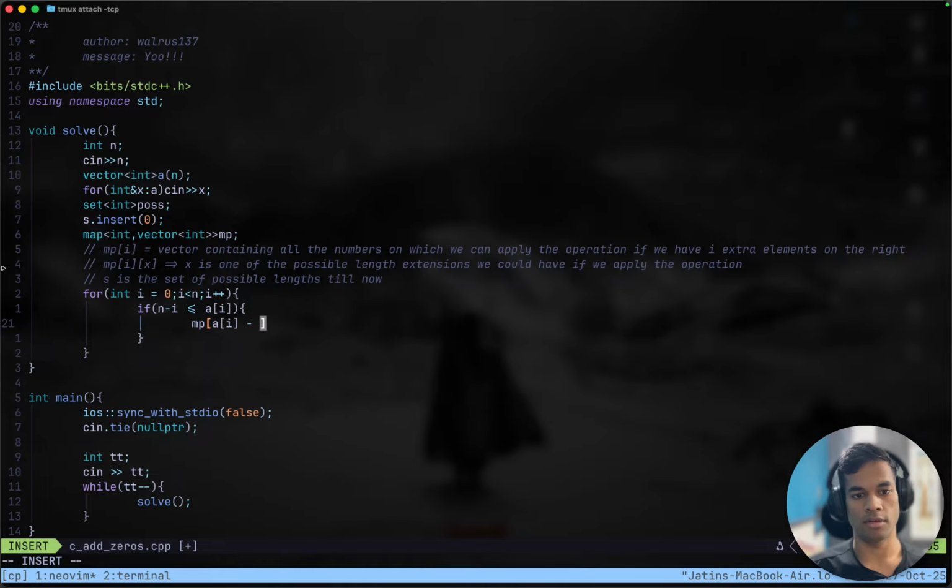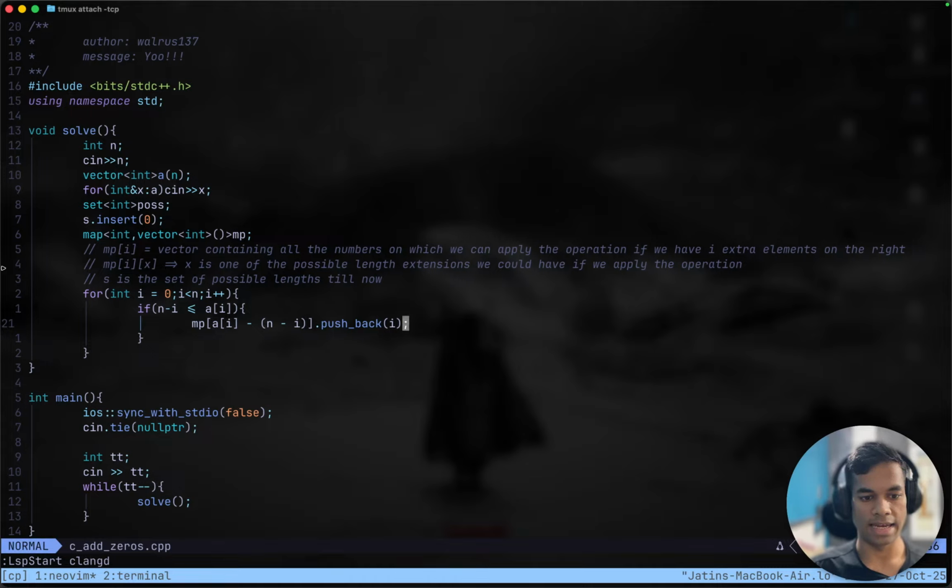AI minus n minus I. So this thing, n minus I, is how many numbers currently are on the right, and AI is how many numbers we need. So that makes sense. And how many numbers we will get as a consequence is equal to I. Since this is a vector, we'll have to do dot push back I.